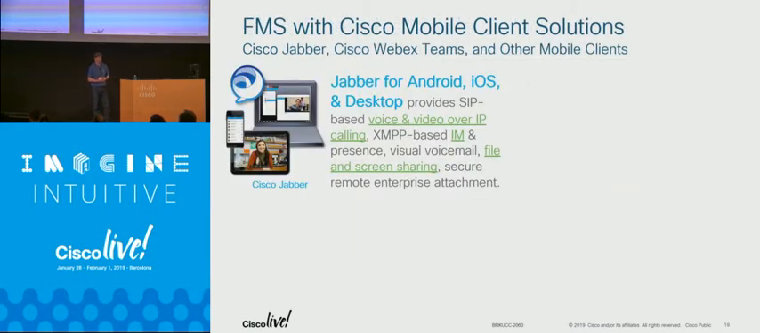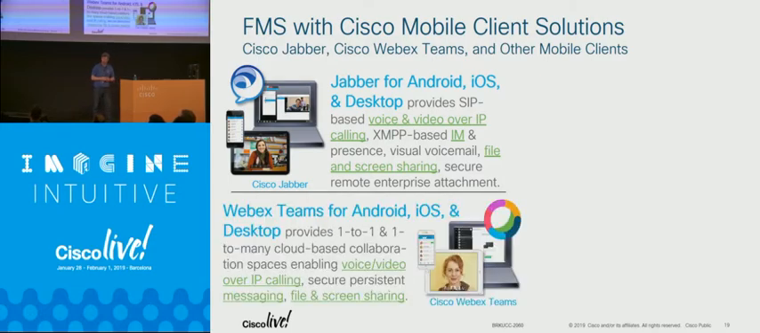All right, so what client specifically are we talking about? Well, first off, Cisco Jabber, whether it be running on an Android, an iOS device, or on a desktop. It's providing SIP-based voice and video capabilities, yes, but also XMPP-based IM and presence, visual voicemail, file sharing, screen sharing, and then again, the ability to securely connect to the enterprise to leverage those services. So that's one thing that will come into play.